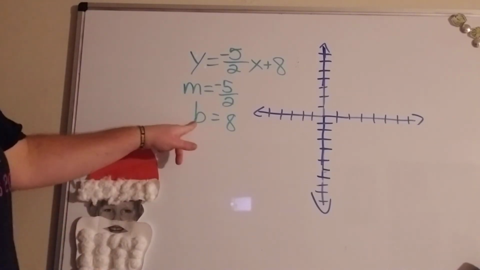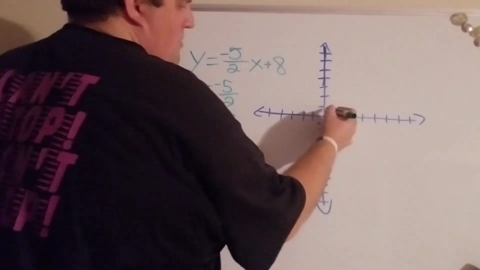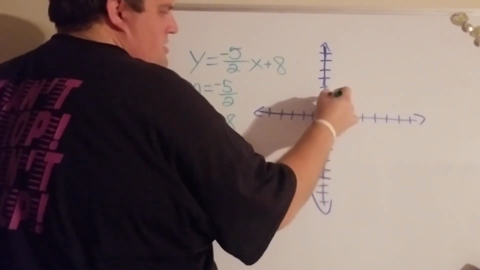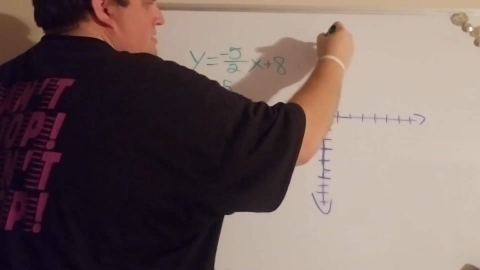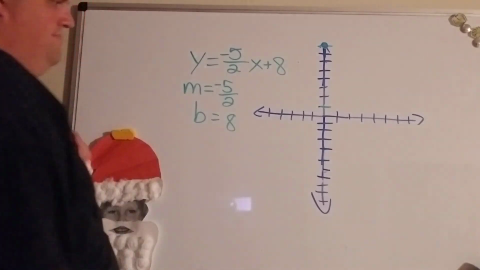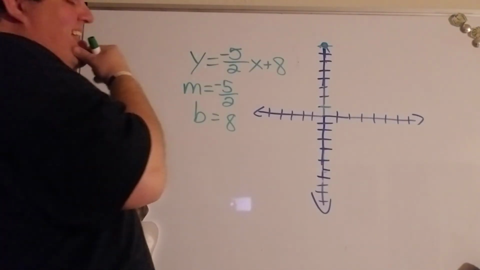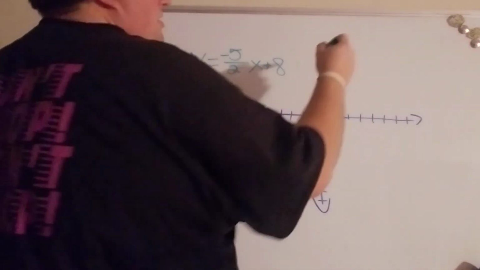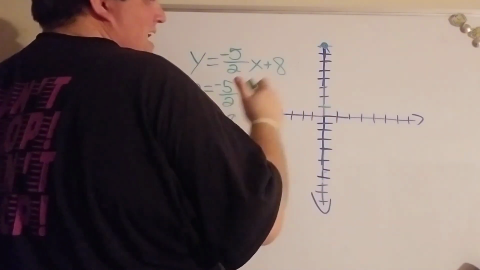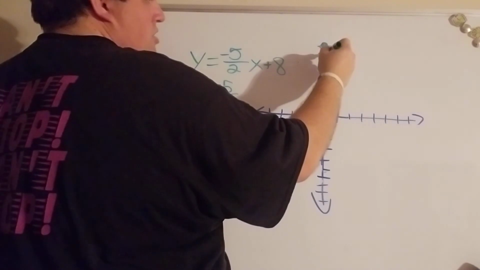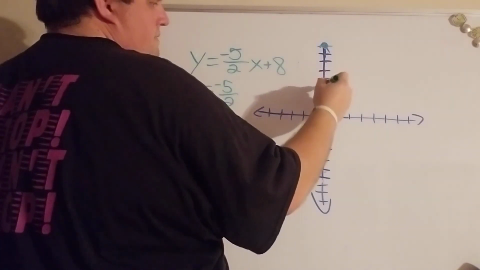I'm always going to begin with the b. So I'm going to go on my y-axis over here. I'm going to go 1, 2, 3, 4, 5, 6, 7, of course, 8. All the way here at the top. And then my slope is -5 halves. So from this point, I'm going to count. Now this time it's negative, so it's going to go down. So down 1, 2, 3, 4, 5.